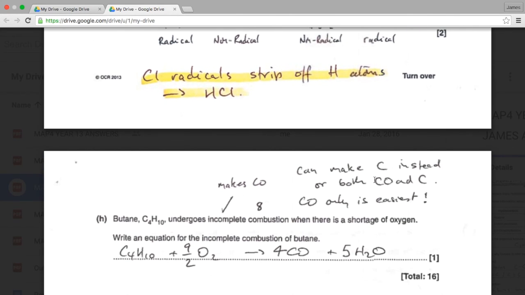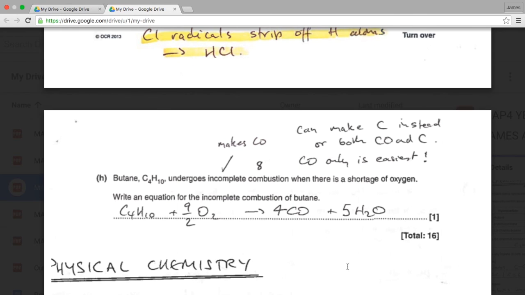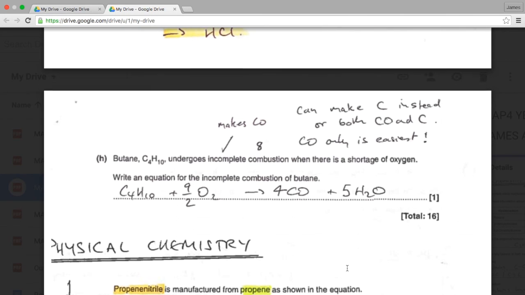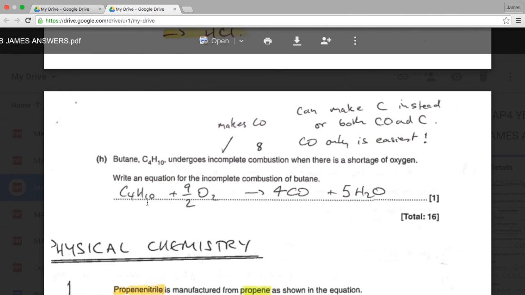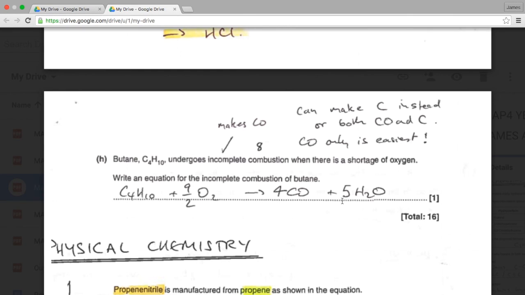And then the final part of this question, butane undergoes incomplete combustion when there is a shortage of oxygen. So you can see I've written above incomplete, just a reminder that CO is made. You can also make carbon if you want, or you can mix them and make carbon monoxide and carbon, but carbon monoxide only is the easiest, so I've gone for that. So C4H10 reacts with 9/2 moles of O2 to make 4 COs and 5 waters.